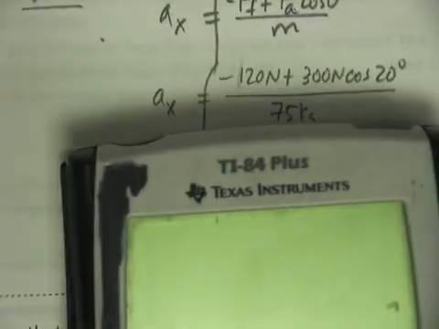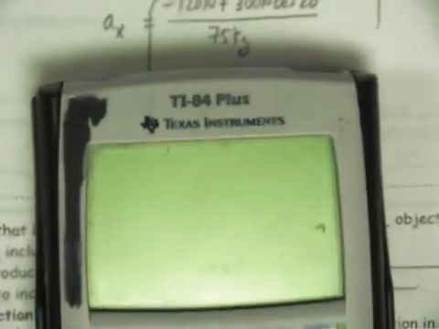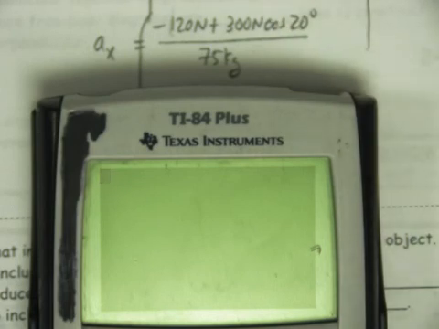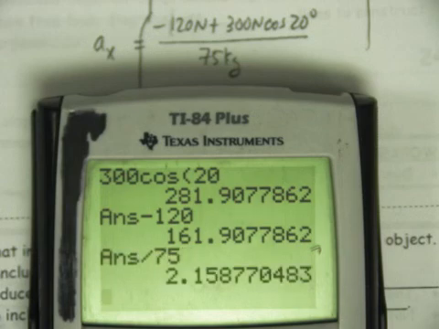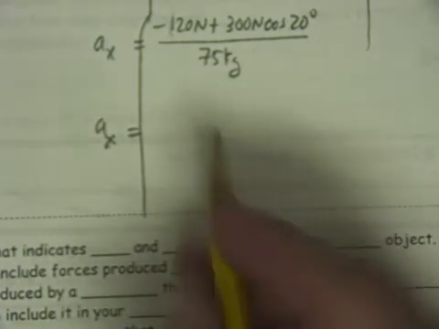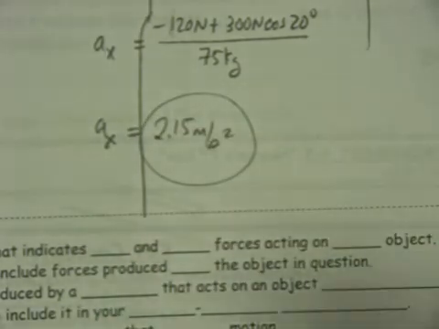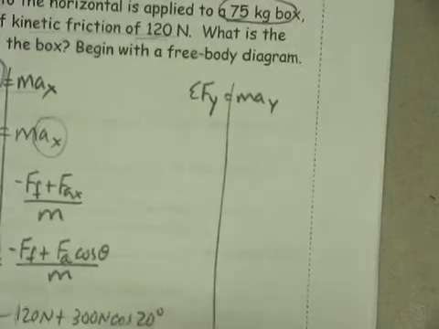And if I plug all that in, I'll see if I can do that for you. All right, so I'm going to go ahead and start right over here and do 300 cosine 20. All right, that gives me 281. I'm going to subtract off the 120, and it's in the numerator, and then divide that by 75. So my answer is 2.15, and the units for that is meters per second squared. All right, next one.